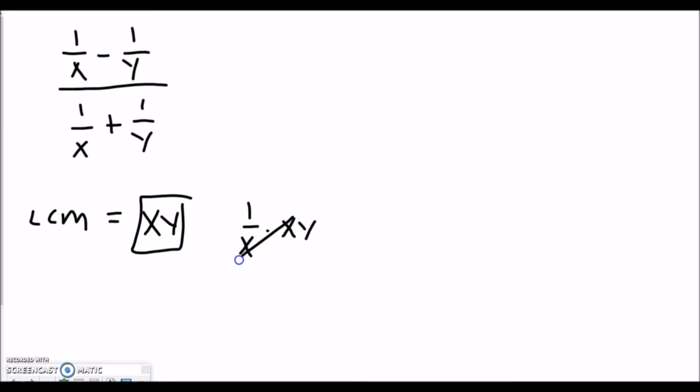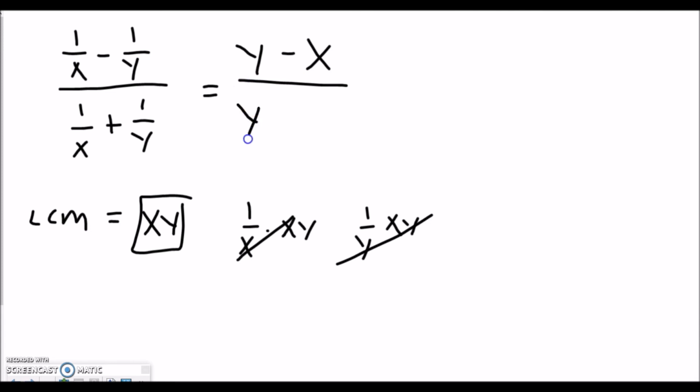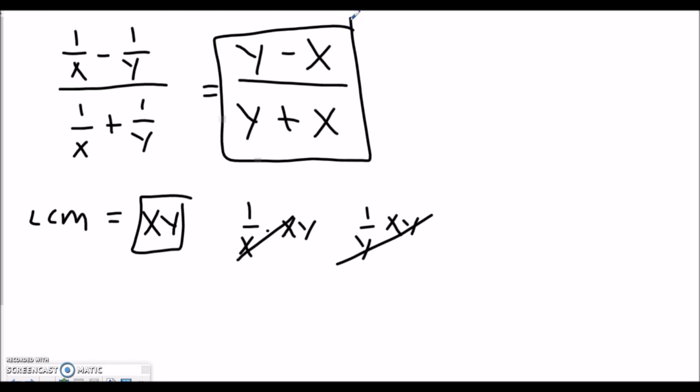1 over x, that cancels and just leaves me with a y. 1 over y times xy, the y's cancel, that leaves me with just an x. On the bottom, I would have y plus x. And this doesn't reduce because it's adding and subtracting, so there's our final answer. That one was actually very quick.